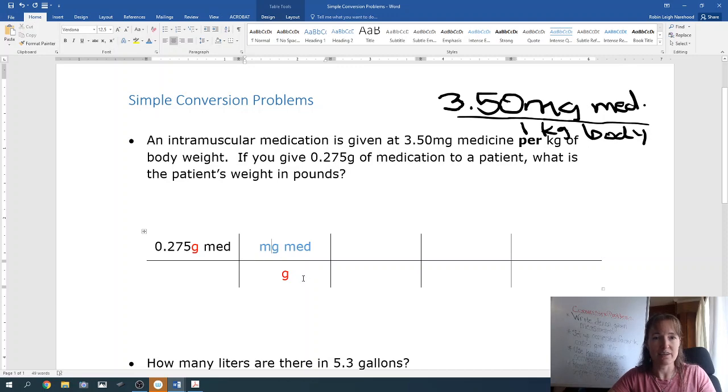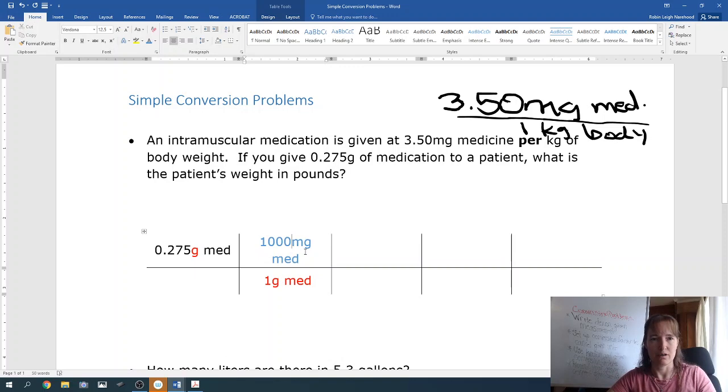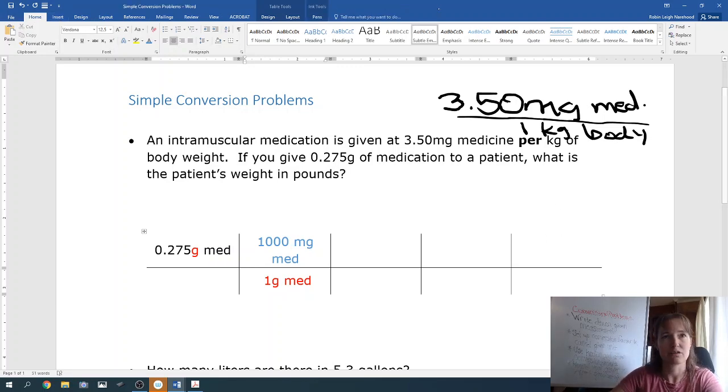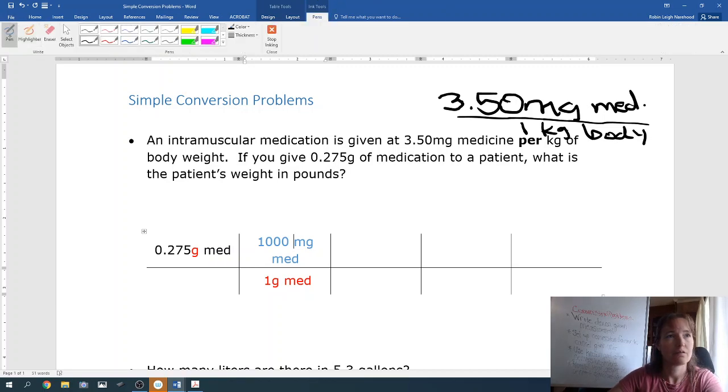This is not any kind of special conversion. This is simply a metric conversion. In the metric system, 1 gram is the same thing as 1,000 milligrams. So the grams will cancel out. I'm going to cancel the grams of medication, and now I have milligrams of medication.